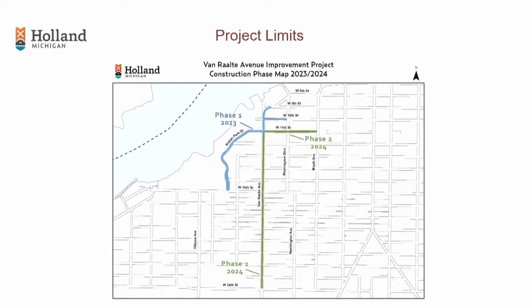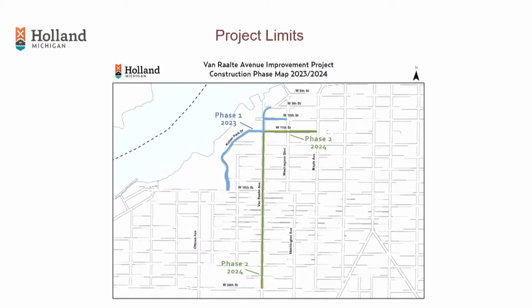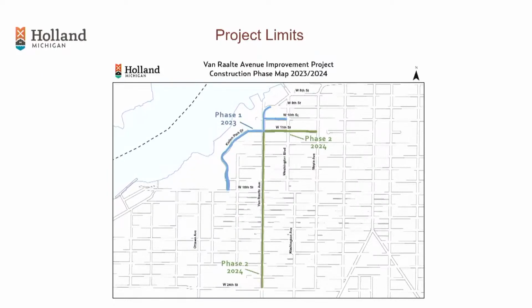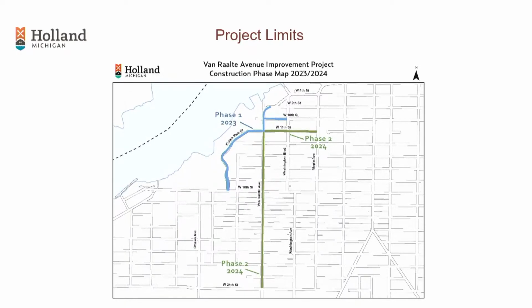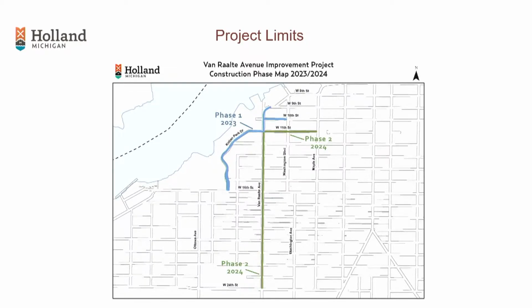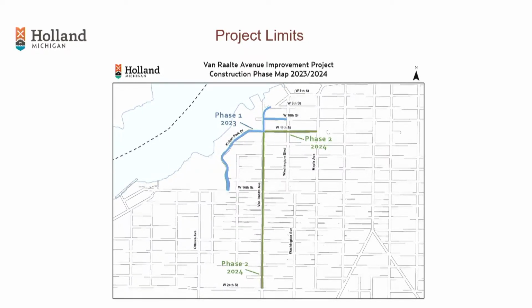We intentionally got through 11th Street intersection on phase 1 because a portion of phase 1 is going to be used as the detour route for phase 2. Okay, but phase 2, basically, you see up there in green, 2 blocks of 11th Street from Maple to Raalte, and then on Raalte Avenue itself from 11th to 24th Street.